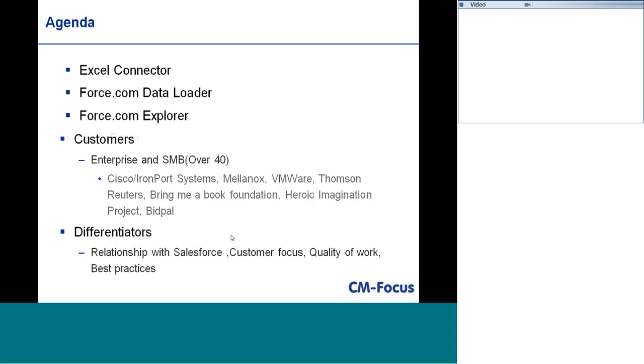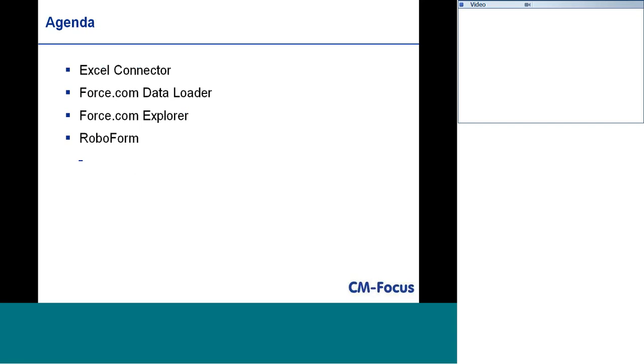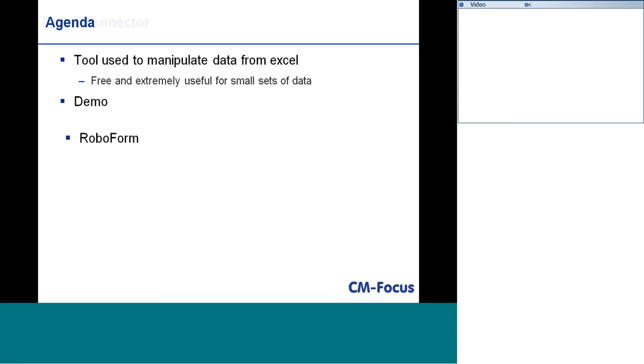Moving on. Today's agenda, we are going to be covering some of the admin tools. As I mentioned, the first one we start with is Excel Connector, and then we will move on to the data loader, then Force.com Explorer, as well as RoboForm. Excel Connector is a tool that is used to manipulate data from Excel, and it is free and extremely useful for small sets of data. Next, I'm going to jump into a quick demo.